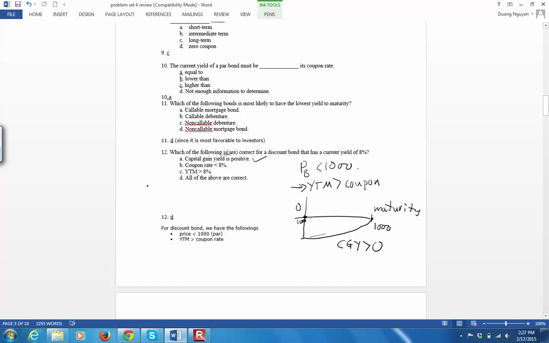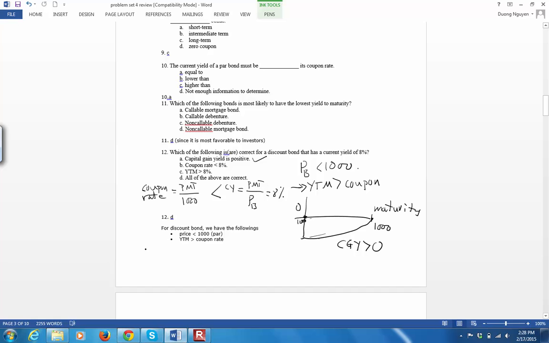Why is that? Because the coupon rate is equal to the coupon payment divided by the par value of 1000. And you know that the current yield is equal to the payment divided by the price of the bond, and this is given as current yield is 8%. So how do you compare the two? Both of them have the same payment, but the denominator, the price of the bond, is less than $1,000. So when the denominator is smaller, the whole thing will be higher. So you can see that the coupon rate will be smaller than 8%.